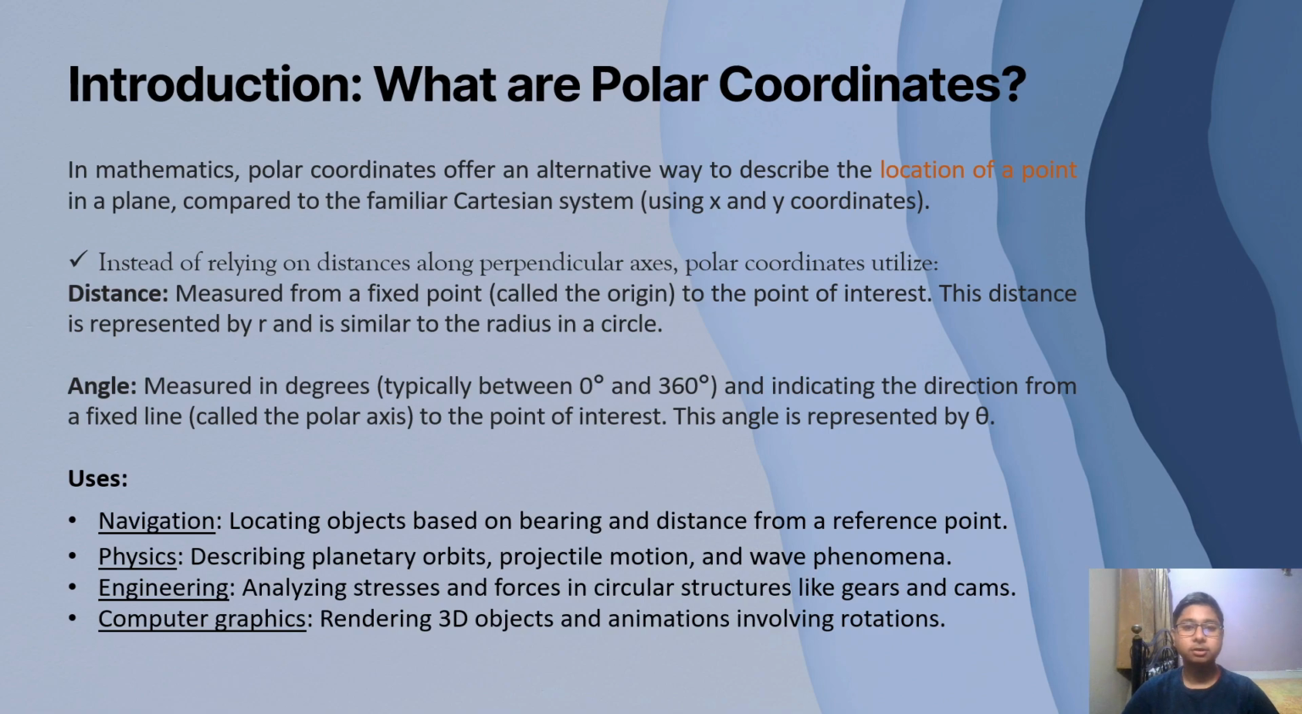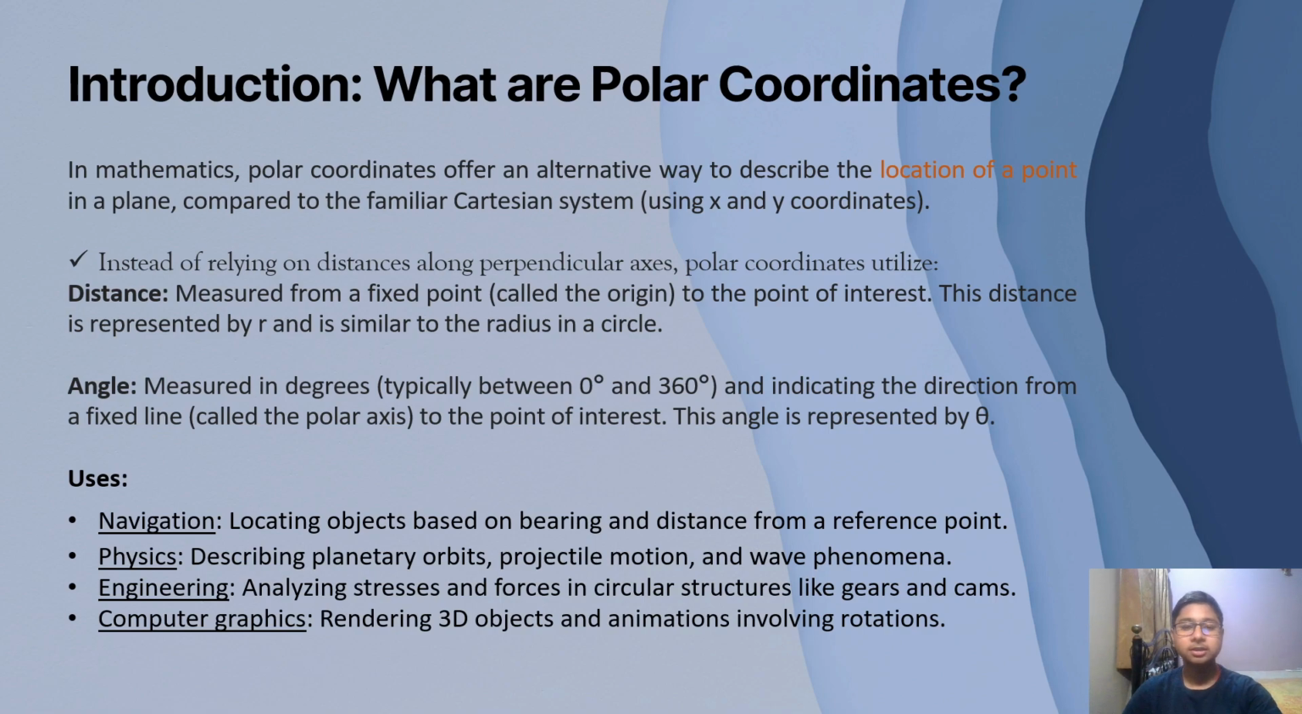So let's first discuss what polar coordinates are. Polar coordinates offer an alternative way to represent points in the plane, just like rectangular coordinates. Instead of using distances along perpendicular axes, they use a distance from a fixed point and an angle from a fixed direction. The key elements include the pole, the fixed point analogous to the origin in rectangular coordinates. It's often marked as O.